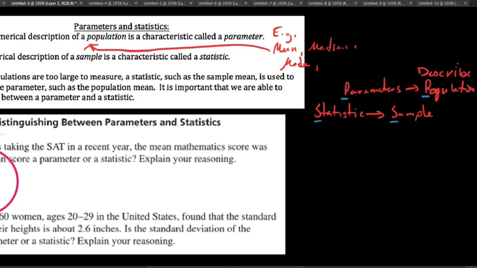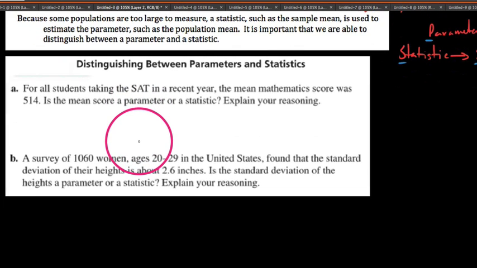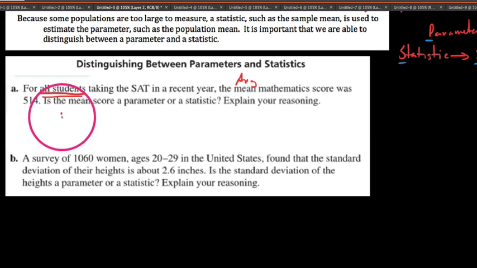And so just to give you an idea of what the difference here is, looking at these two, I would basically want to distinguish between what are parameters and what are statistics. It says that for all students taking the SAT in a recent year, the mean mathematics score, the average mathematics score, was 514. So we say, is this mean score a parameter or a statistic? And we want to explain our reasoning. Well, they told us that this was for all students taking the SAT. So that means that they have everybody here, and we're describing a population. So since this is the average of an entire population, we say that 514 is a parameter.